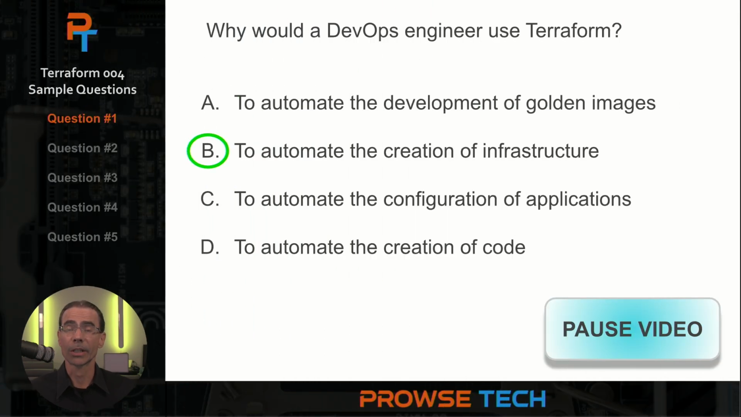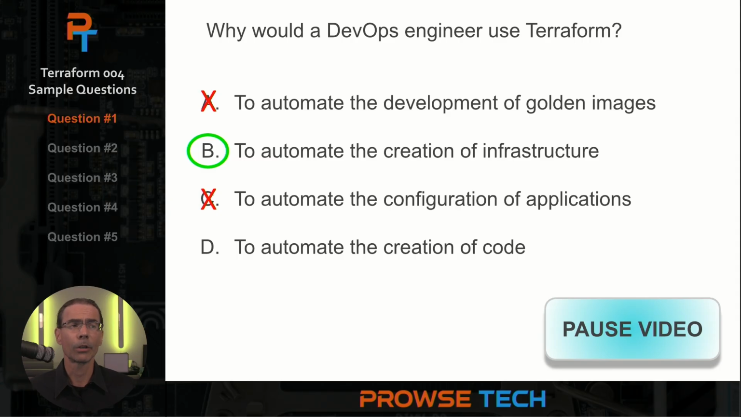Now, it's great to know the correct answer, but it's always a good idea to know why the incorrect answers are wrong. So let's go through those as well. To automate the development of golden images. That's not something Terraform does. You might use a tool like Packer or something similar to create your golden images, which are really operating system images that you've built and configured in a perfect way. Now, once you've built those, Terraform can then utilize those and build infrastructure from them.